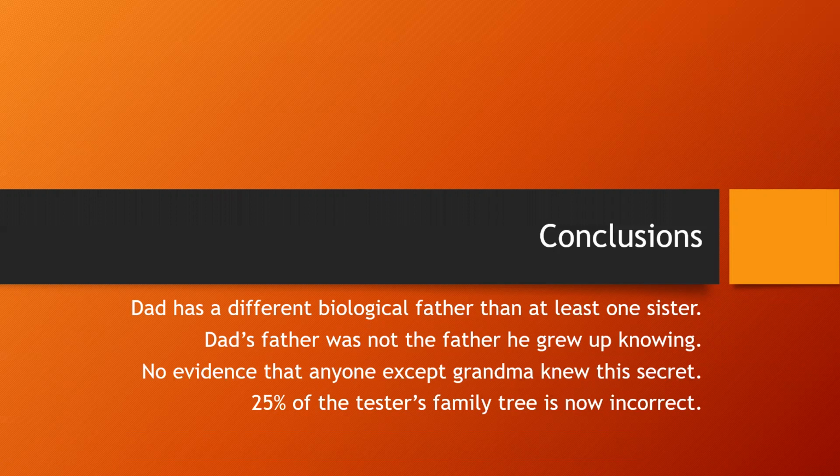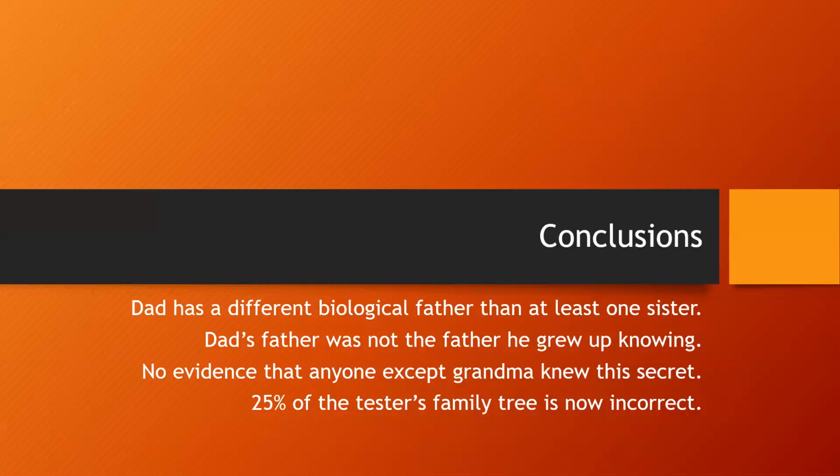There's no evidence that anyone knew this except grandma. Grandma kept the secret. So grandma was the teacher. The father of her child was the school superintendent. I don't know that it's safe to assume that it was an affair or consensual. I don't know that we know that, but it seems like that's a possibility.